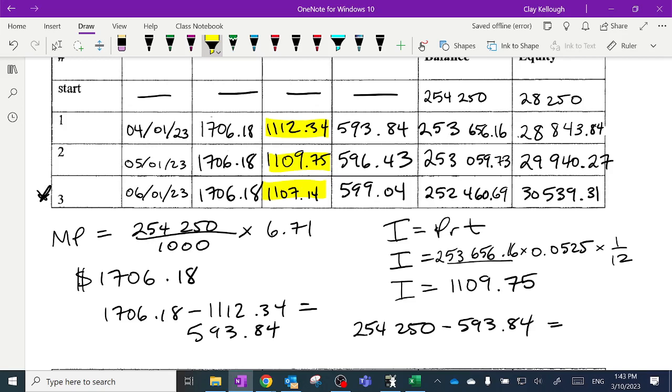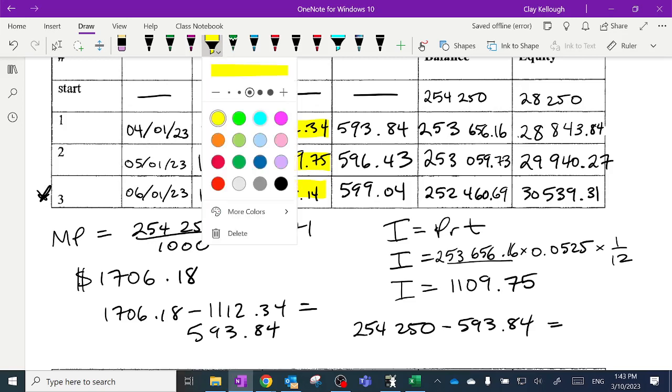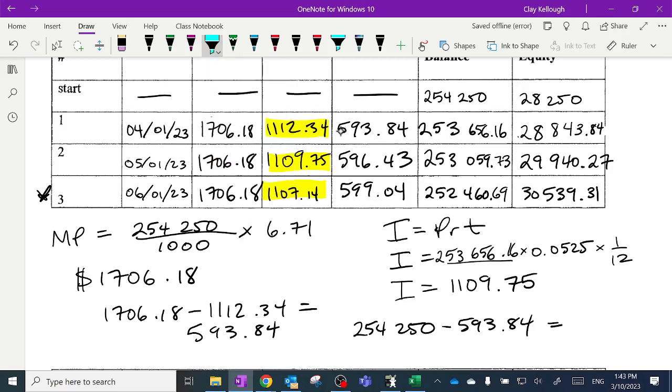What if it asks, how much in total did I pay towards the principal? I'd add these three numbers together, right? Because I paid that much, then that much, then that much. So I have a feeling your homework asks questions like that.